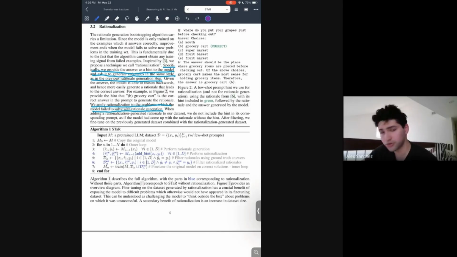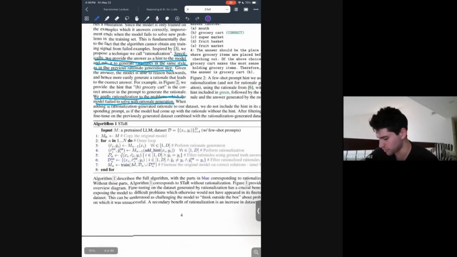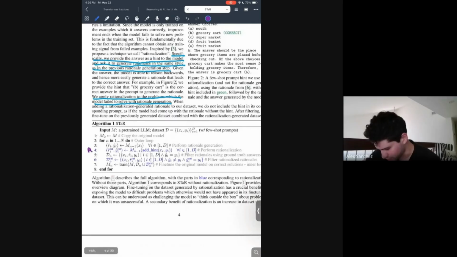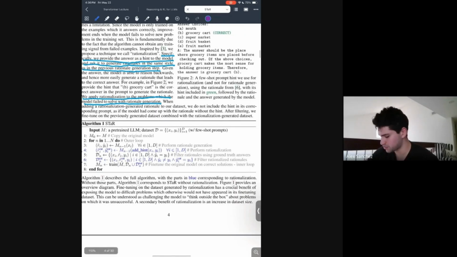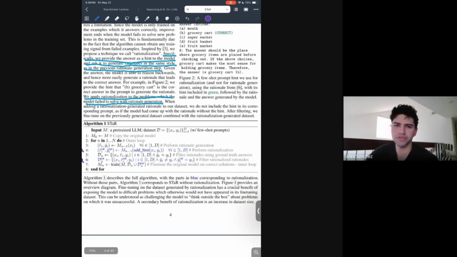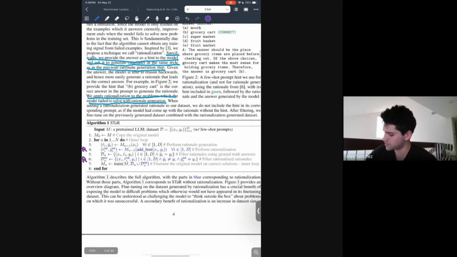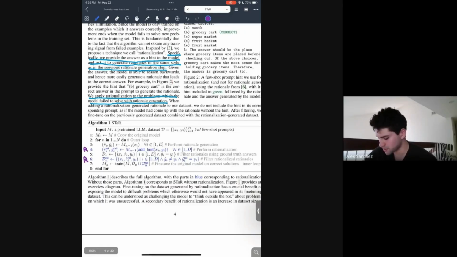I'm sorry, so the algorithm here, keep in mind these blue steps are the rationalization steps, R and R. These two are rationalization. Remember, this is something that they implemented after the original approaches, which is where they add the hint and then fine-tune from that. And yeah, so first thing they do is they make a copy of the original model. This is what gets fine-tuned.